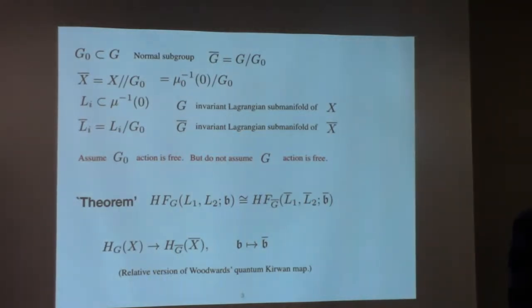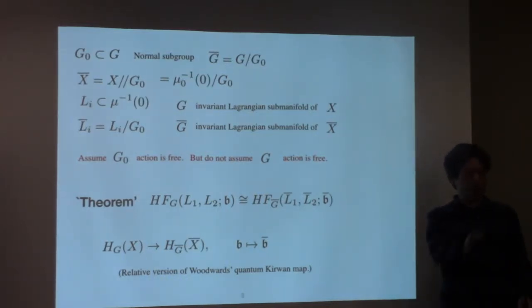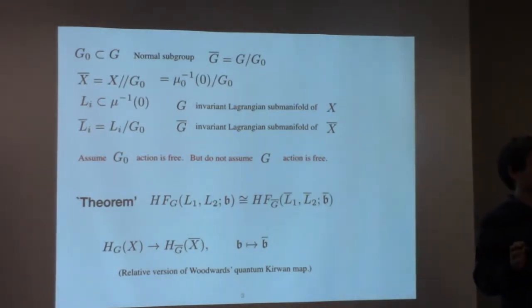Can you say again what was Woodward's version? Woodward's case is G equal to G0. So the global symplectic quotient, the symplectic quotient is compact. Yeah, I mean, to make it work.